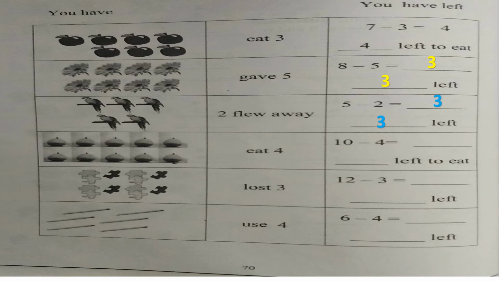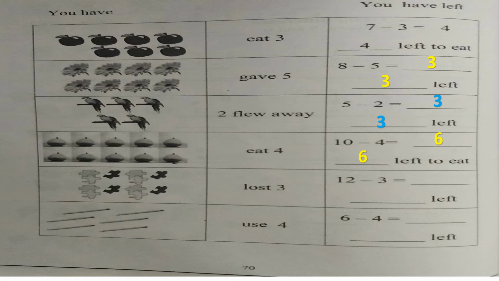We see cupcakes there. Count and tell me how many we see there. Yes, there are 10. And if you eat 4, strike 4 now and tell me how many are left. Yes, 10 minus 4 is 6. So dash left to eat. We'll write 6.